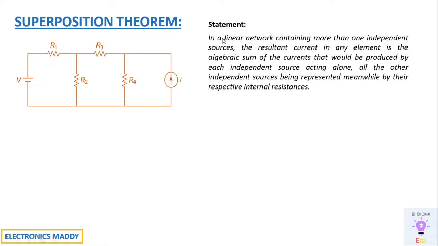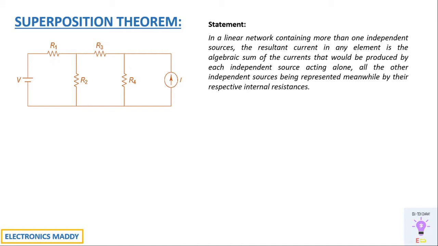It states that in any linear network containing more than one independent source, the resultant current in any element is the algebraic sum of the currents that would be produced by each independent source acting alone, all the other independent sources being represented meanwhile by their respective internal resistances. The statement looks complicated this way, but let us try to simplify it. How do we try to simplify the statement?